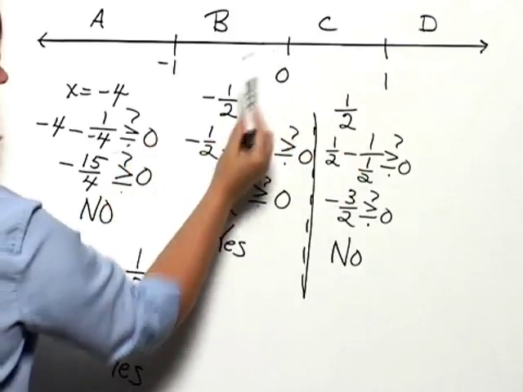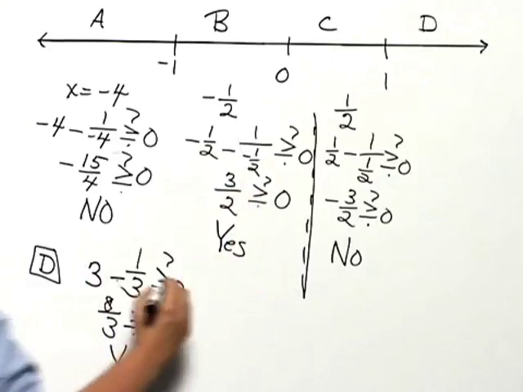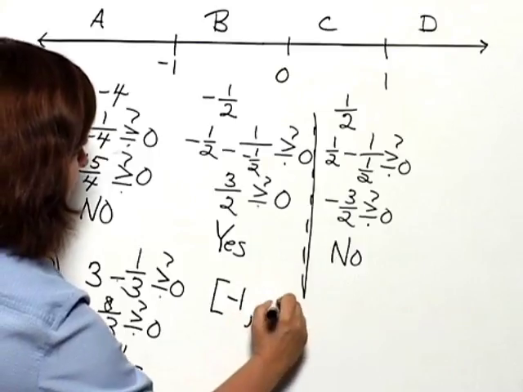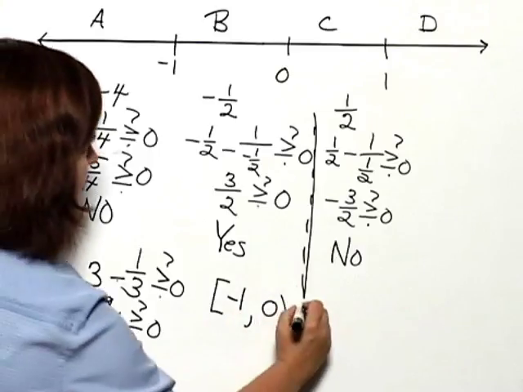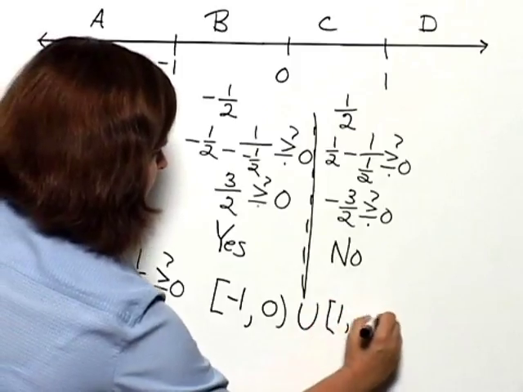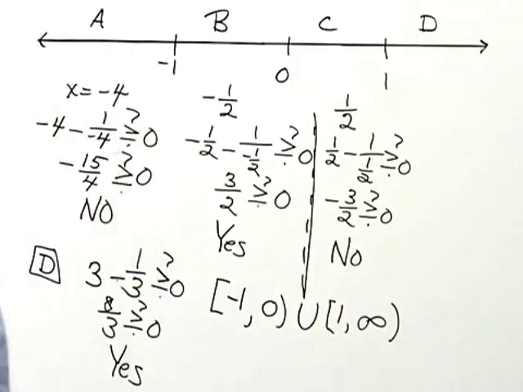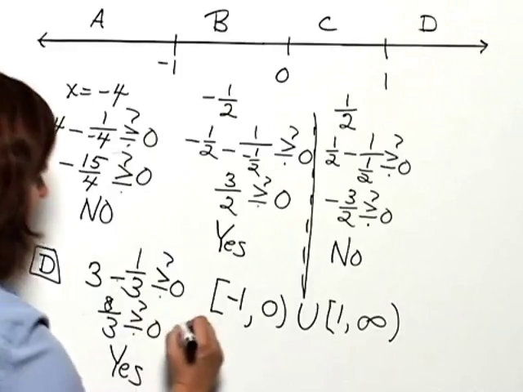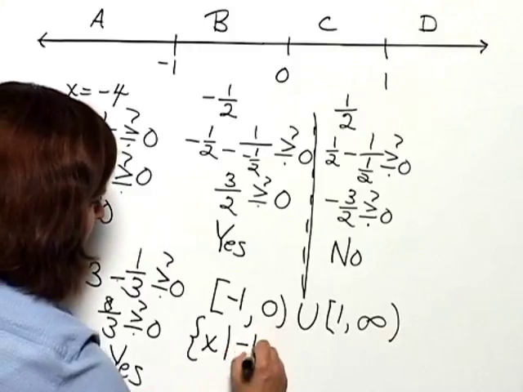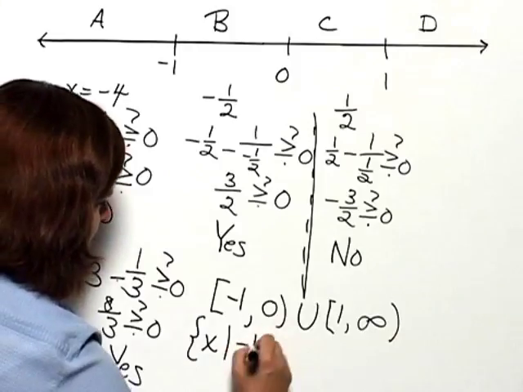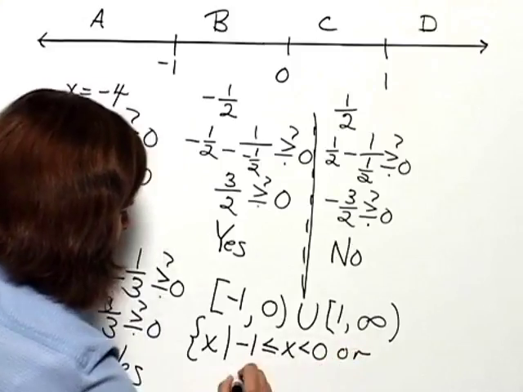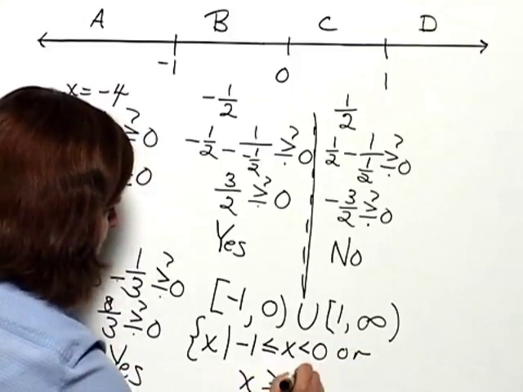We want interval B, which is negative 1 to 0, but not including 0. And we want interval D, which is 1 to infinity. That's the solution set, or we can write it as the set of all x such that x is between negative 1, including negative 1, and 0, or x is greater than or equal to 1.